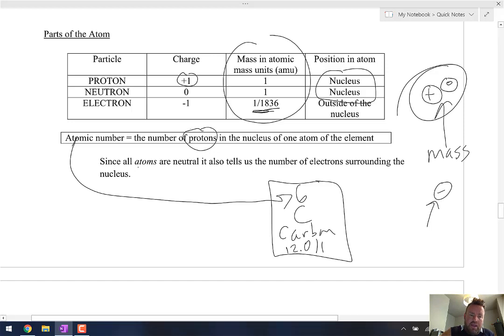Okay? And because atoms are neutral, which means that the positive charges are equal to the negative charges, it also tells us the number of electrons. So it's the number of protons here in the nucleus. It's also the number of electrons. So a carbon atom has 6 protons and 6 electrons.